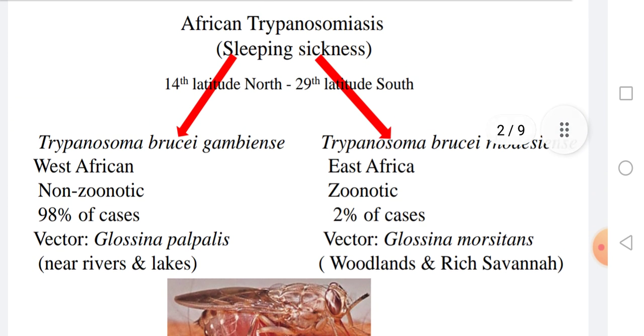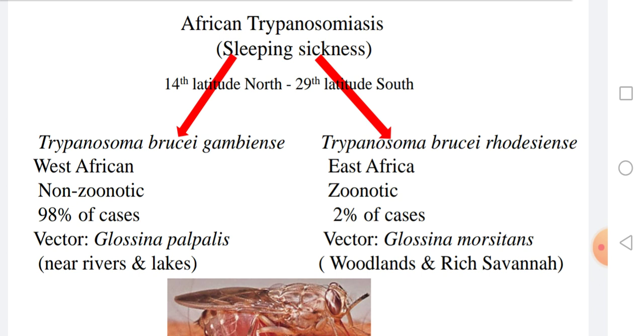African trypanosomiasis, the sleeping sickness. This disease is found exclusively in Africa. It is nowhere in the world except Africa. It is found between the latitudes 14th north and 29th south. It is caused by two parasites of Trypanosoma brucei: Trypanosoma brucei gambiense and Trypanosoma brucei rhodesiense.